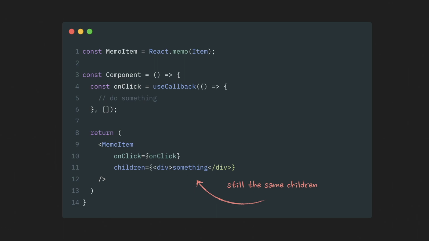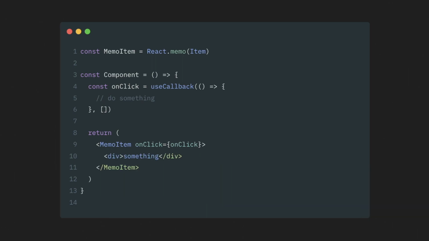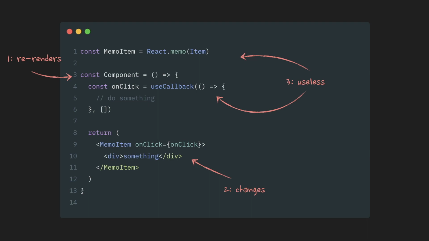Let's revert it back to the nice syntax to remember the pattern. So the answer here is exactly the same as before. Component re-renders. Memo item component has one prop that changes with every re-render. And oops, both React.memo and useCallback are useless here and do nothing other than pollute your code. Feels like the solution here is to fix memoization rather than removing it.